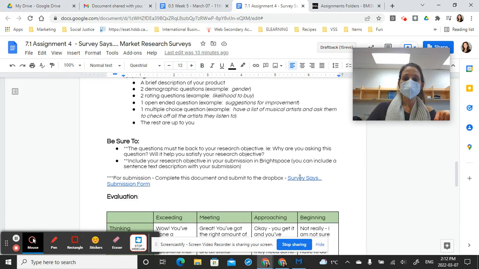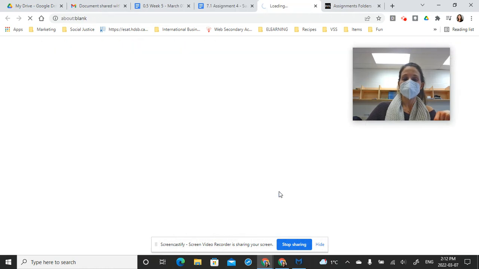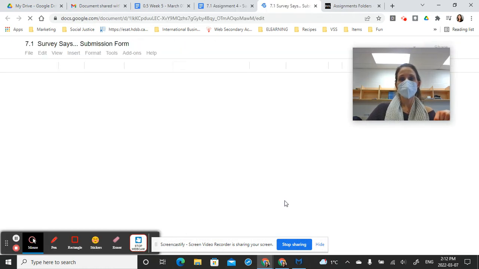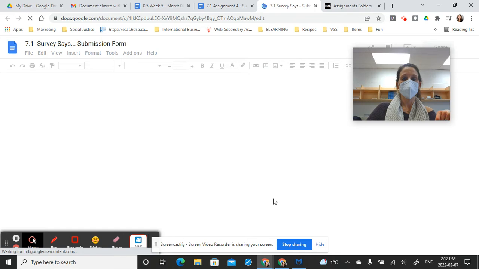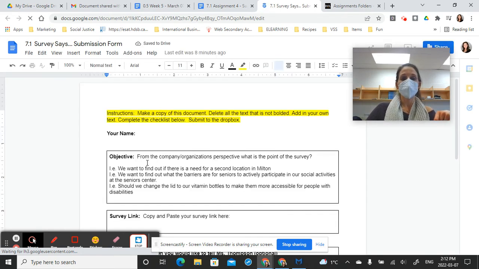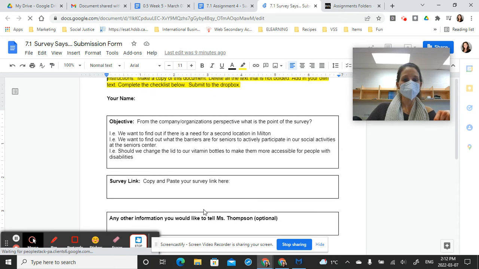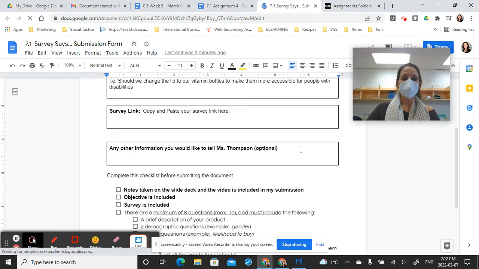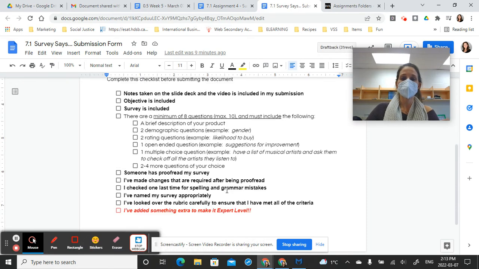Okay. So in order to do that, right here, you're going to fill in this document. So it's all in one place. Okay. You're going to go through. You're going to put your name in here. You're going to fill in the research objective here. And then once the survey's done, you're going to copy and paste your survey link here as well. All right. If you have any other additional information you'd like to share with me about this particular assignment, then you can include that here. And here's a checklist of everything that you need to complete.